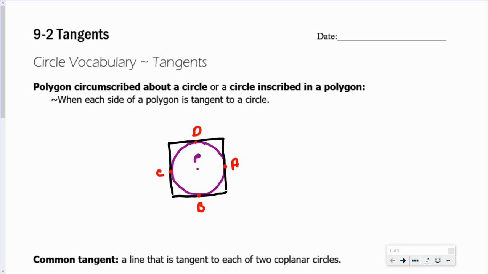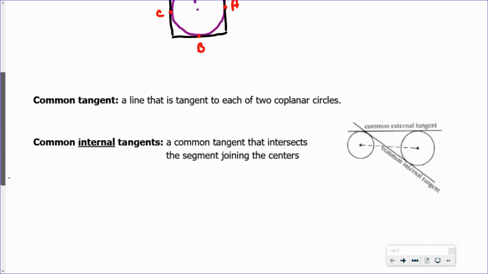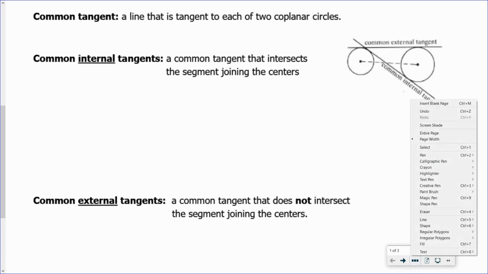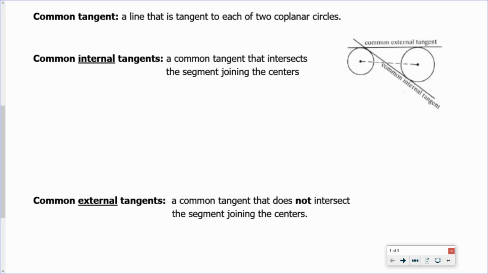So to continue our discussion on tangents, we're going to move down here. And what we're going to focus on right now are common tangents. And a common tangent is a line that is tangent to each of two coplanar circles. Now, this is illustrated for you. I'm going to highlight this up here. And I'm also going to draw this out for you as well, just to give you a second diagram to look at, something else to reference. So we're going to focus on two things: common internal tangents and common external tangents.